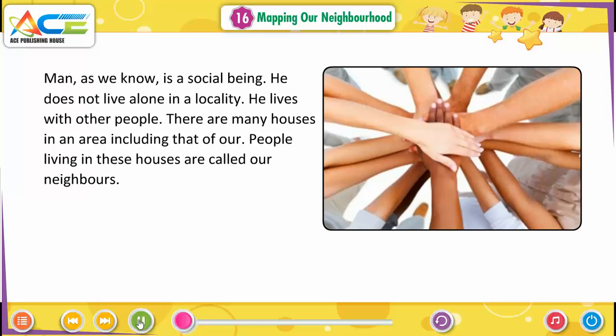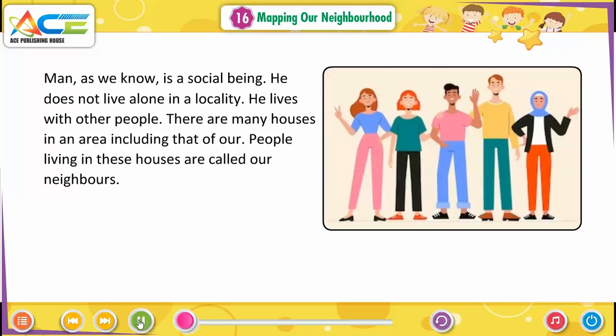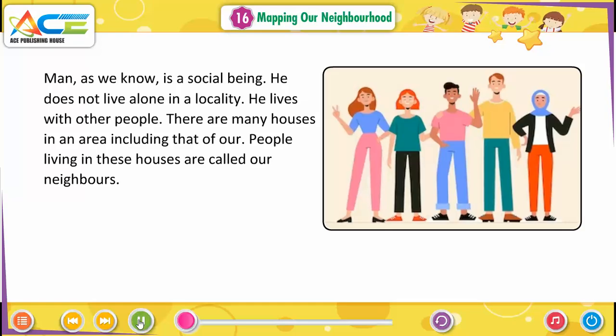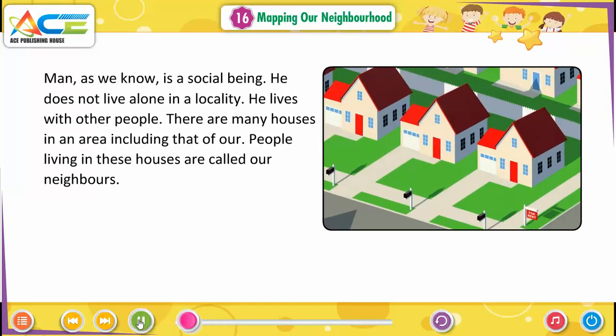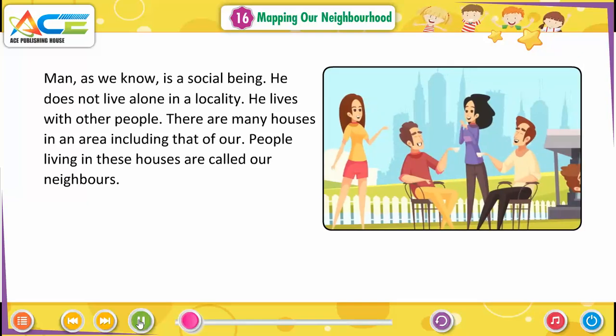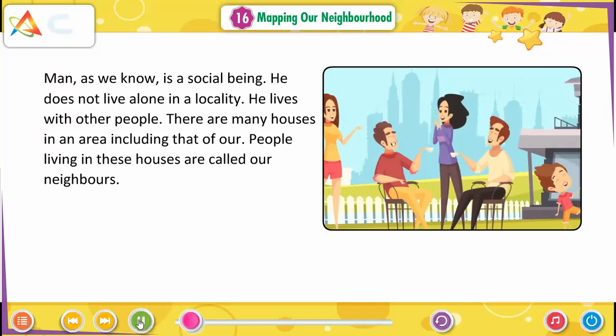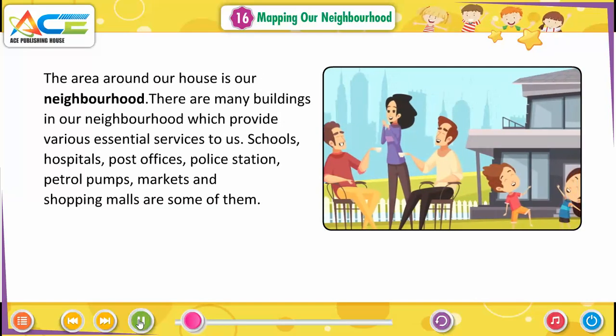Man, as we know, is a social being. He does not live alone in a locality. He lives with other people. There are many houses in an area, including that of our own. People living in these houses are called neighbors. The area around our house is our neighborhood.